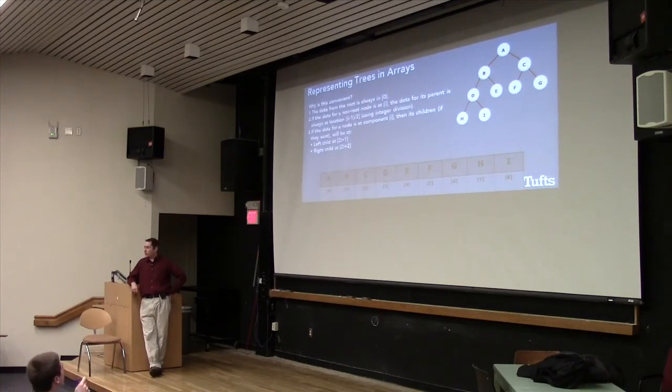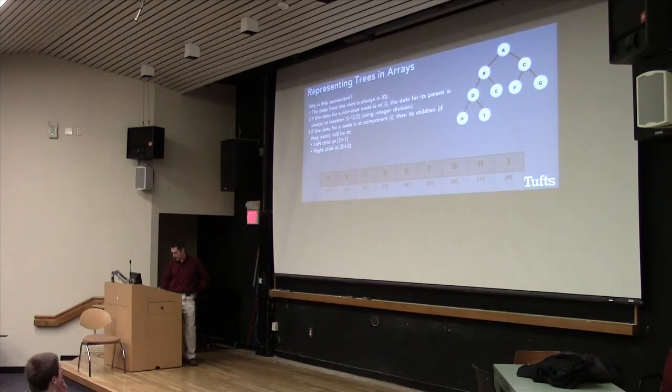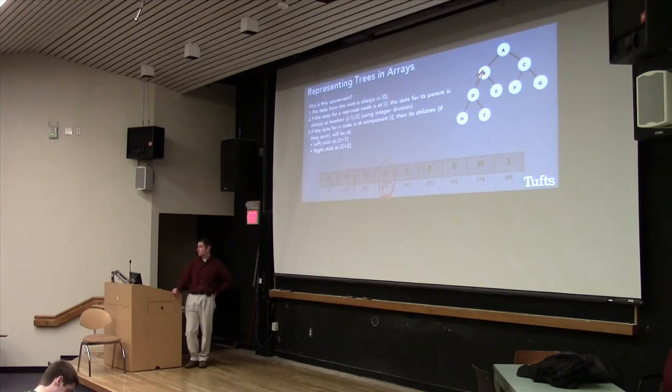If you are at a non-root node, the parent is always at (I minus 1) divided by 2, and you've got to use integer arithmetic for this. So, for instance, let's go to D here. D's parent is B. See if we can get there. D's index is 3. 3 minus 1 is 2. 2 divided by 2 is 1. So we say that D's parent must be at location 1, which indeed it is. Kind of cool?